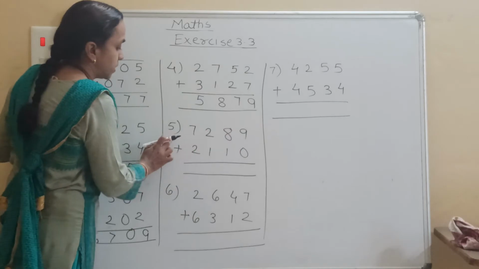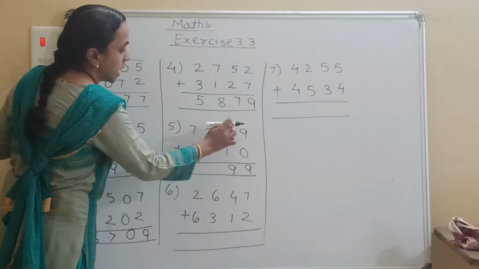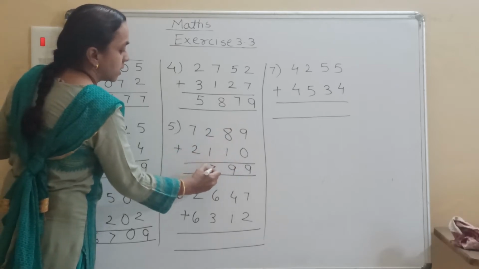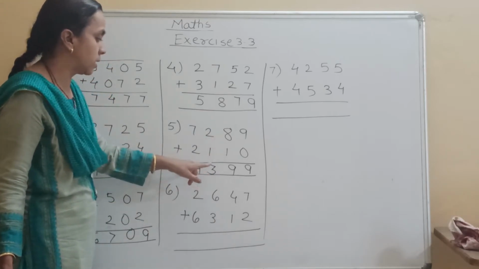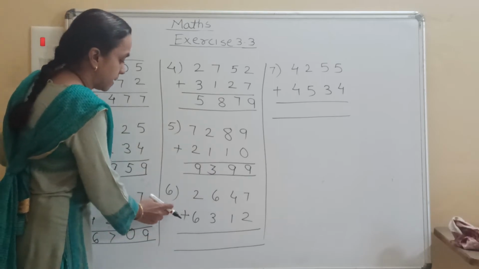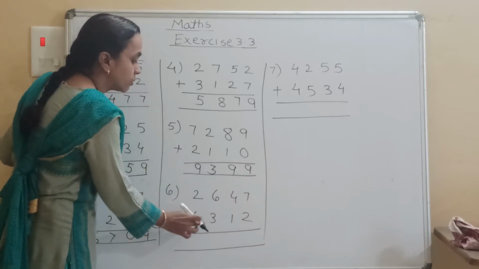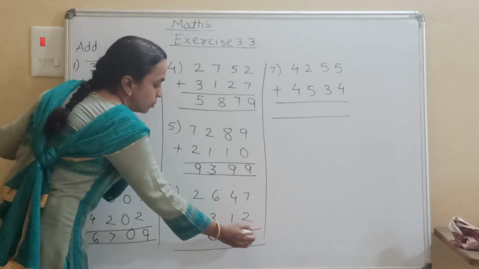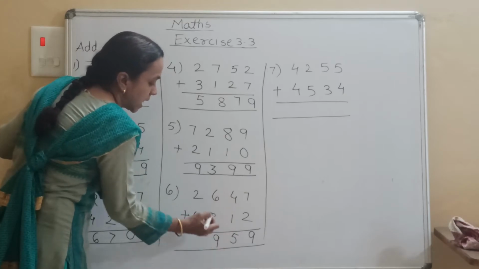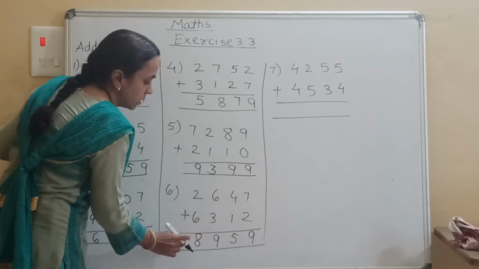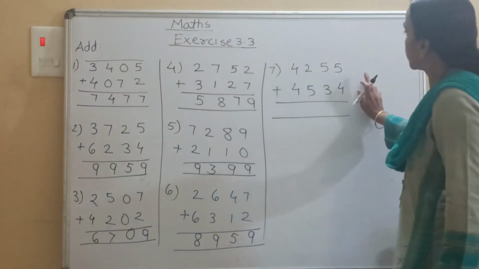5879. Now see fifth example, 9 plus 0, 9. 8 plus 1, 9. 2 plus 1, 3. 7 plus 2, 9. So answer is 9399. Next example, sixth example is 2647 plus 6312. 7 plus 2, 9. 4 plus 1, 5. 6 plus 3, 9. 6 plus 2, 8. What is the answer? 8959.